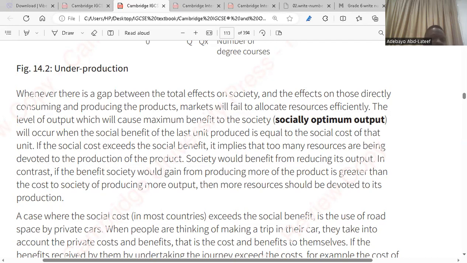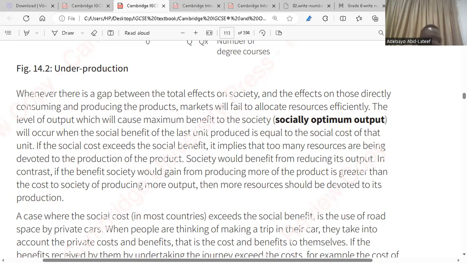In contrast, if the benefit society would gain from producing more of the product is greater than the cost to the society for producing more output, then the society will gain more because the private cost is less than the social benefits. Do you get it? The private cost is less than the social benefits. So the firms will be able to devote more resources in production. Do you get it? Yes.